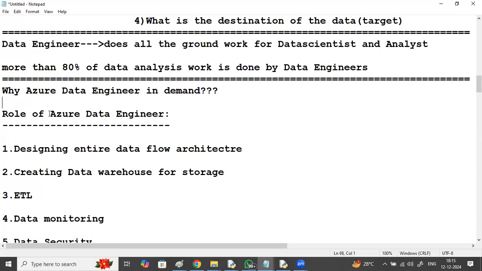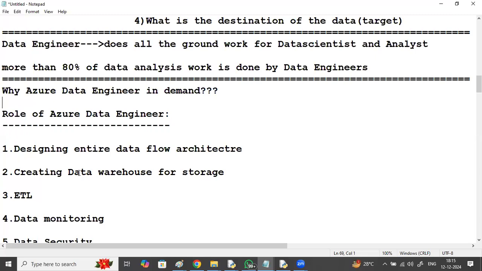And if we talk about the role of the Azure data engineer: the entire data flow architecture designing, right? Creating a data warehouse for storing your analytical data. The key task of an Azure data engineer is ETL, right? It is one of the key tasks, where he extracts the data from different sources, multiple sources, transforms it into a structured form where you can perform querying on the data, and loads that into your company's storage service.